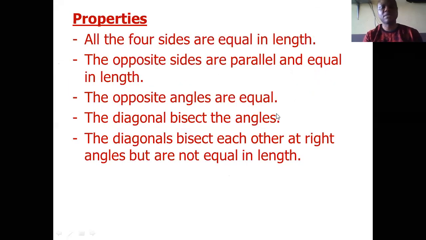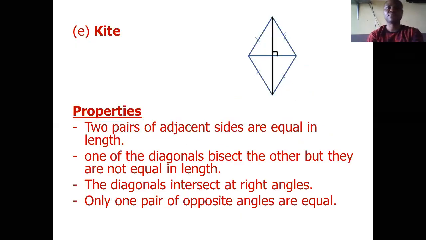So that is all about rhombus. Now let's look at kites. As you can see on the screen, 2 pairs of adjacent sides are equal in length. Here is equal to here, and here is equal to here. One of the diagonals bisects the other, but they are not equal in length. Look at this diagonal, it bisects this diagonal, dividing it into 2 equal halves.